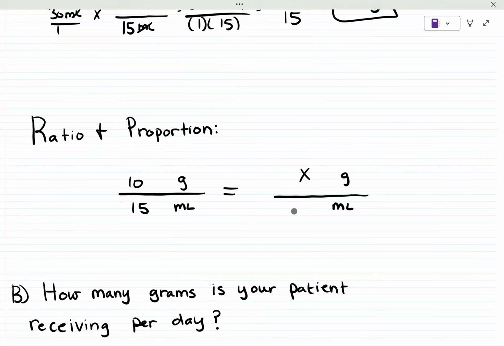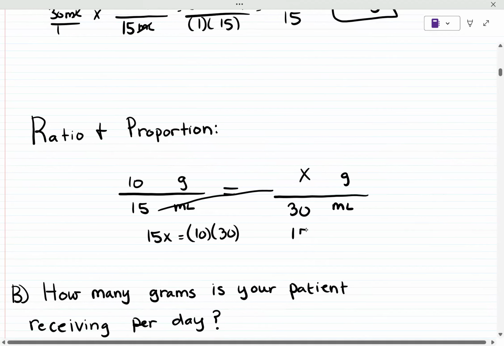And we were also given, we started out with 30 milliliters. So this is availability. This is what we started out with. I know our grams is unknown. So cross multiply. So it's going to be 15x equals 10 times 30. 10 times 30 is 300. That's going to be 20 grams.